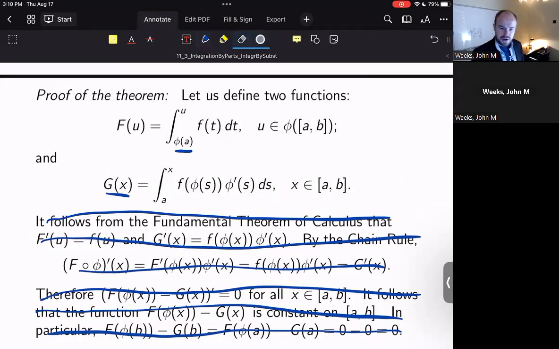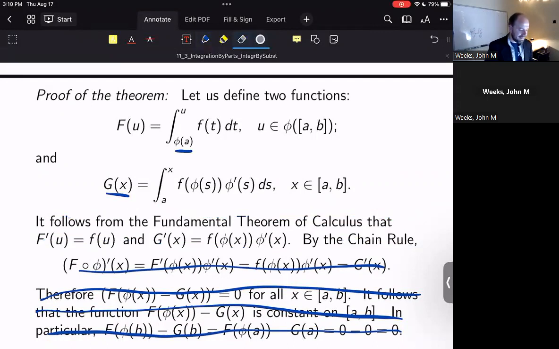Now the fundamental theorem of calculus gets to apply. Because we have these in the same form as those from the fundamental theorem of calculus, we know the derivative of each of these functions is just the function that you see inside of the integrand. Here for capital F, the derivative of that is little f, and the derivative of capital G is going to be f of phi of x times phi prime of x.